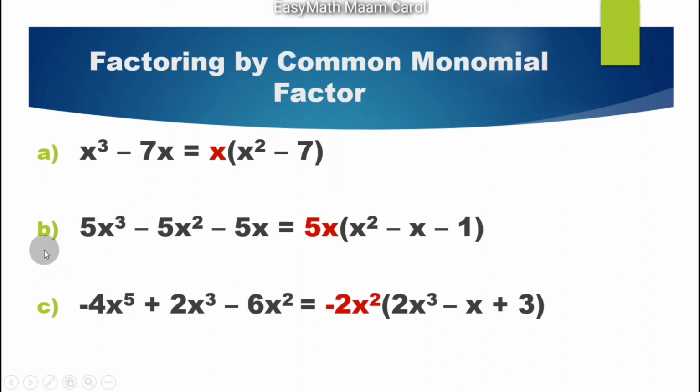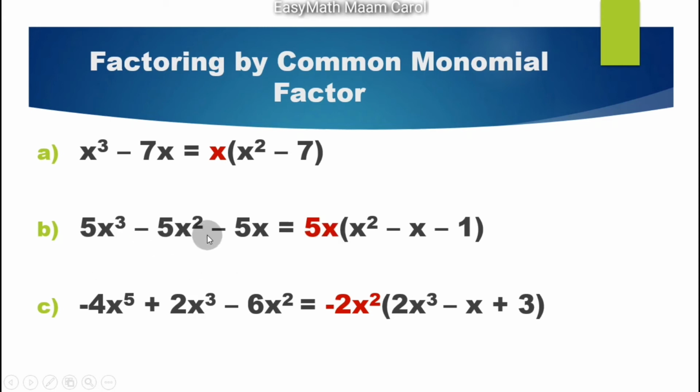So for our expression letter B, we have 5x cubed minus 5x squared minus 5x. So again, inspecting the coefficients, all of them are 5. Therefore, the common factor of these numbers is 5. And then for the x's, all of them have x. And the lowest exponent is, again, 1. Therefore, our common monomial factor combined is 5x.